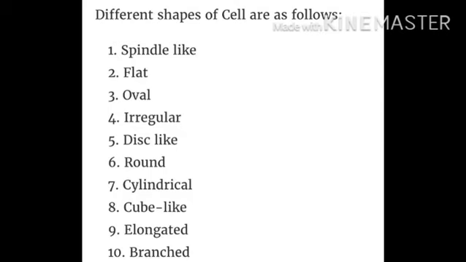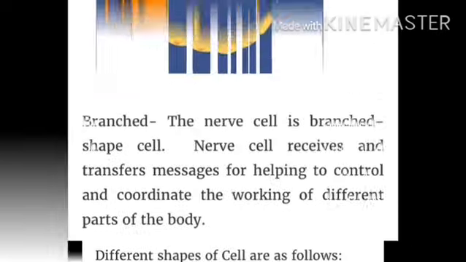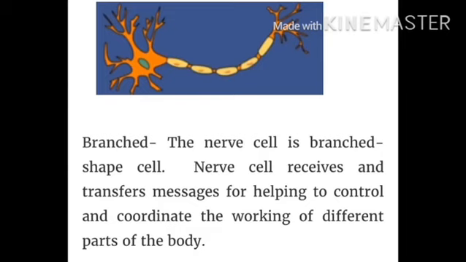Different shapes of cells are as follows: spindle-like, flat, oval, irregular, disc-like, round, cylindrical, cube-like, elongated, and branched. Now the branched: the nervous cell is a branched shaped cell. Nervous cells receive and transfer messages, helping to control and coordinate the working of different parts of the body. Basically, the nervous cell makes the coordination between the brain, spinal cord and body parts.